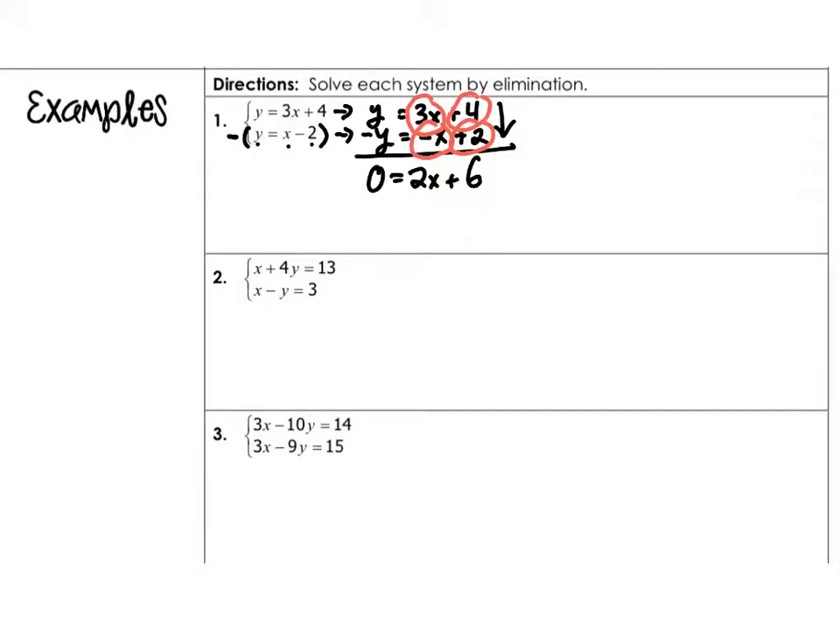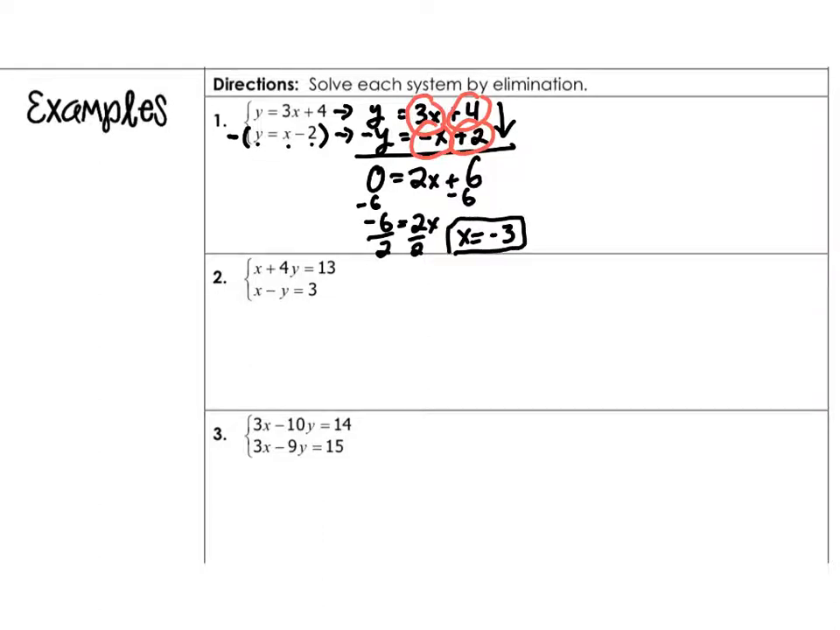Okay, so now we just need to solve for x. So to get x by itself, we minus 6 to both sides. We get negative 6 equals 2x. Divide by 2. And we get x equals negative 3.